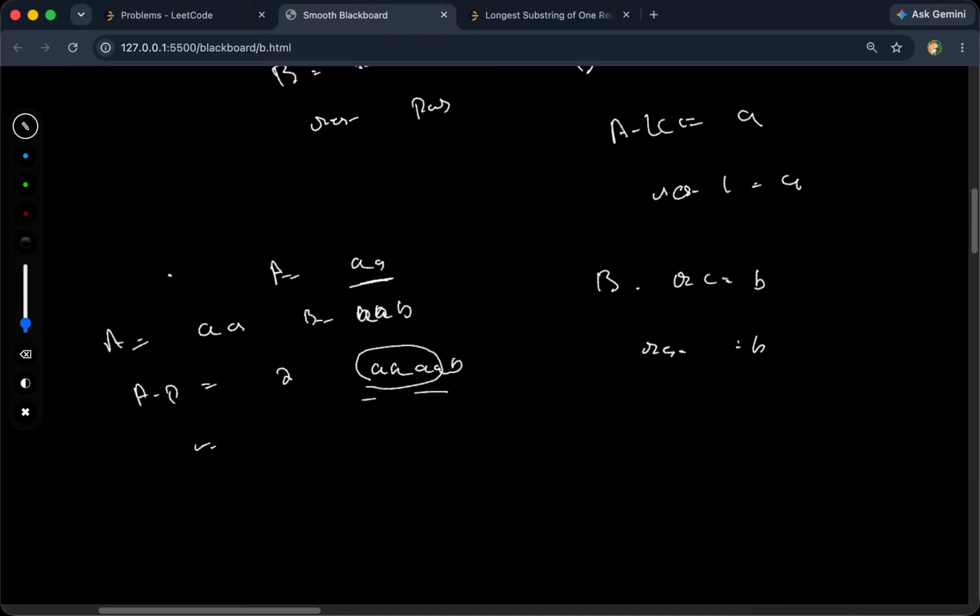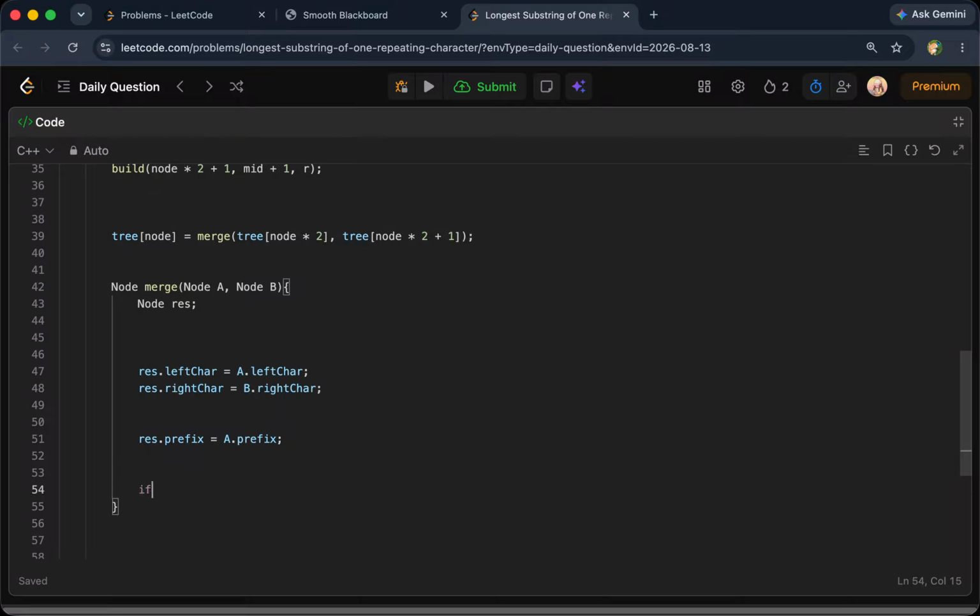so we check if a.left character is equal to a.right character and a.right character is equal to b.left character, then res.prefix is equal to a.prefix plus b.prefix. Okay, so let's understand the condition.